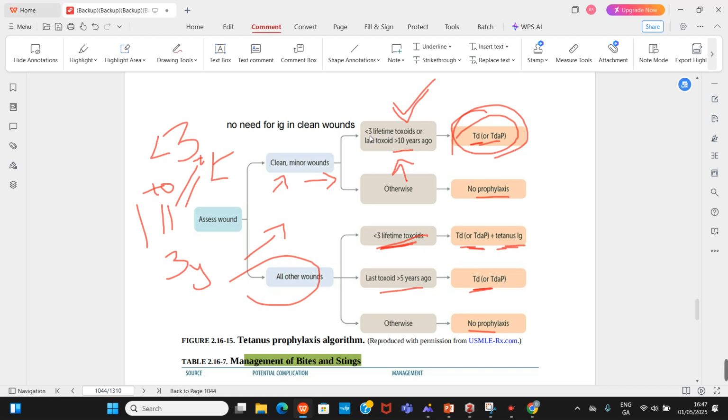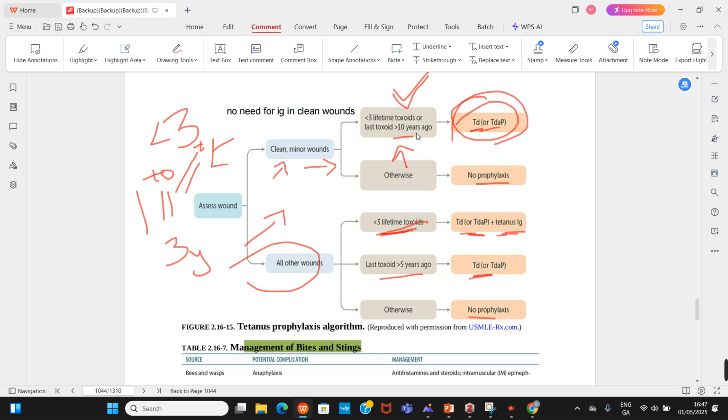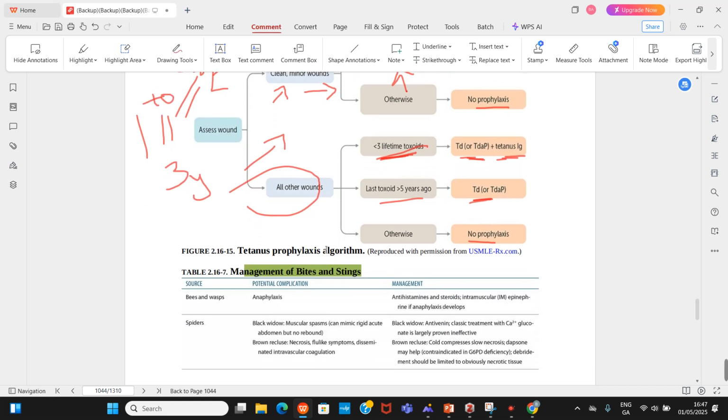If this person has not taken 3 lifetime toxoid, so the otherwise is going to be if the person has taken 3 lifetime toxoid. Okay, thank you. You get it now. That's it. It's just the opposite. So once you have taken 3 lifetime toxoid and your last toxoid is less than 10 years, so you are going to fall to otherwise, then no prophylaxis. Right. So that's the way it works.